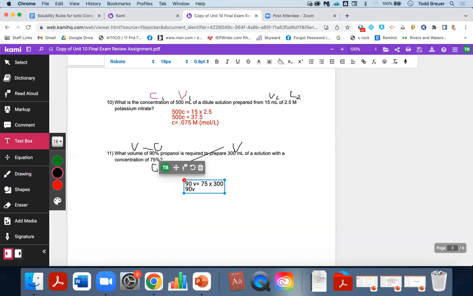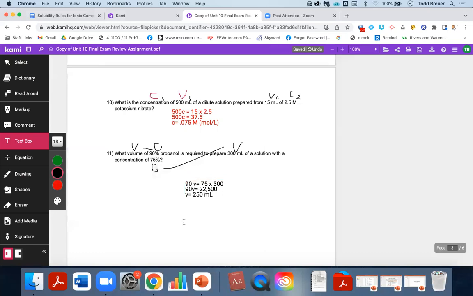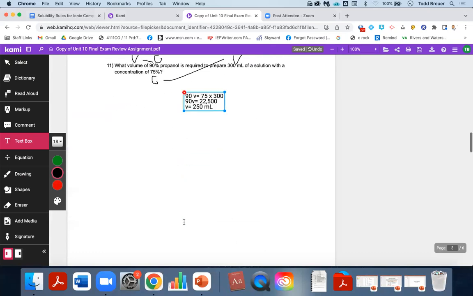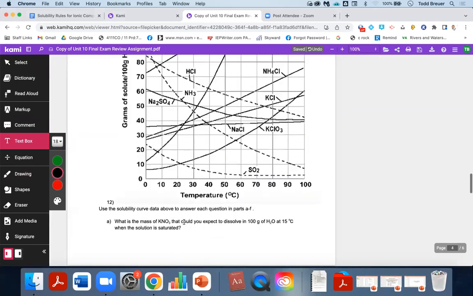90 V, I'm just going to take 75 times 300 to clean that right side up a little. 22,500 on the right side. Divide each side by 90, right? Because 90 is what's attached to the unknown. 22,500 divided by 90. And the volume is 250 milliliters. And that's how we deal with our solutions by dilution.